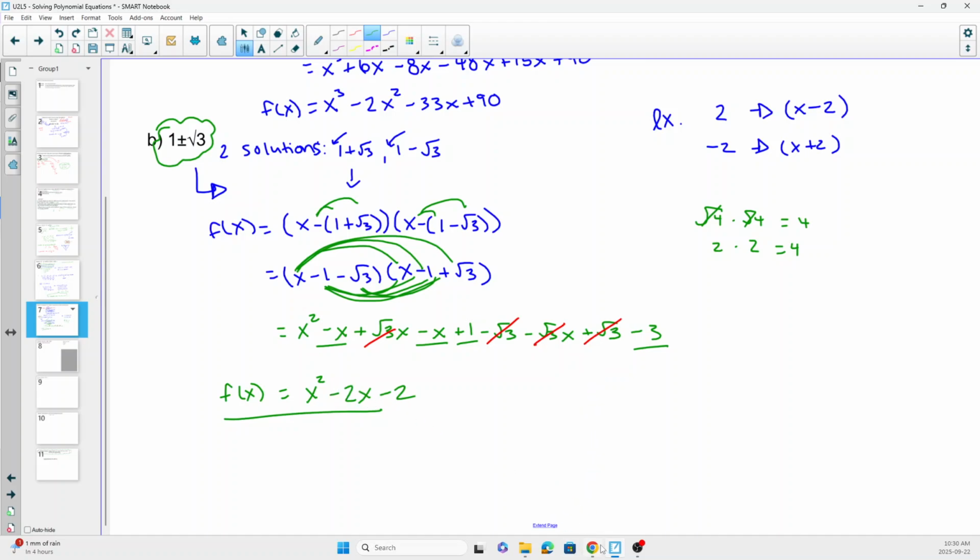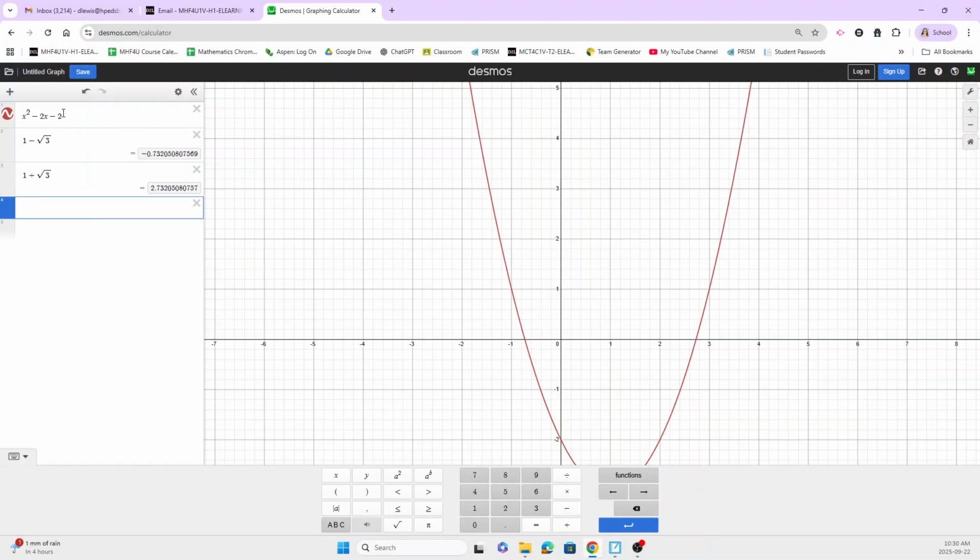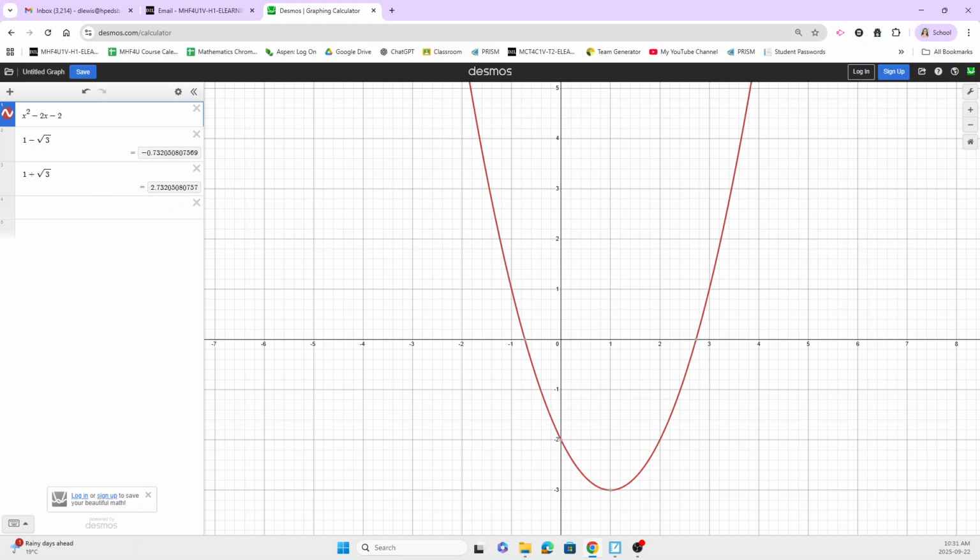So x squared minus 2x minus 2. And we want to check, does this in fact have solutions at 1 minus root 3 and at 1 plus root 3? So those are our values. Remember, Desmos is just a graphing calculator, so I can put anything I want. So I'm looking for a solution at negative 0.732 and at positive 2.732. And when I click anywhere on my curve, I get those solutions at negative 0.732 and at positive 2.732.